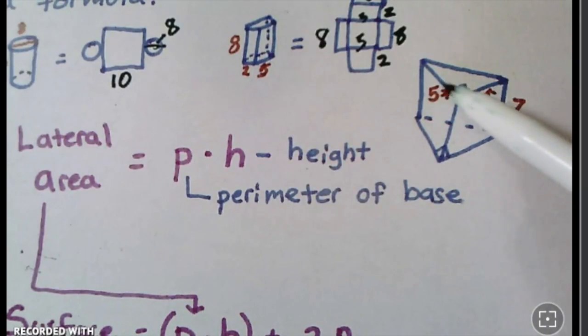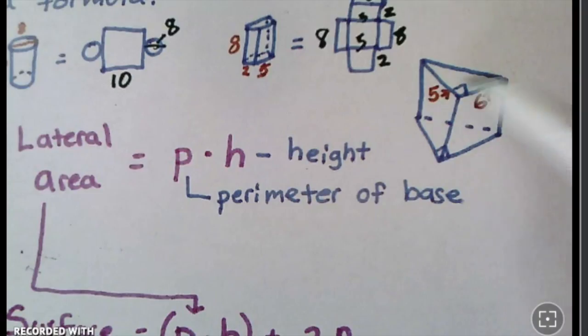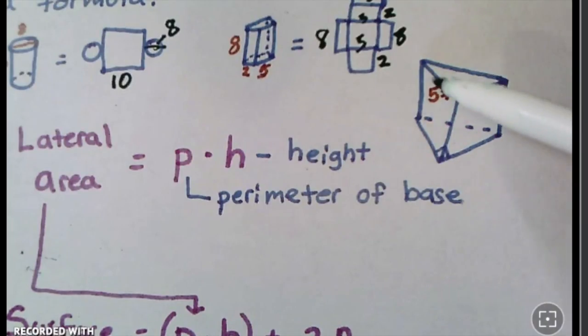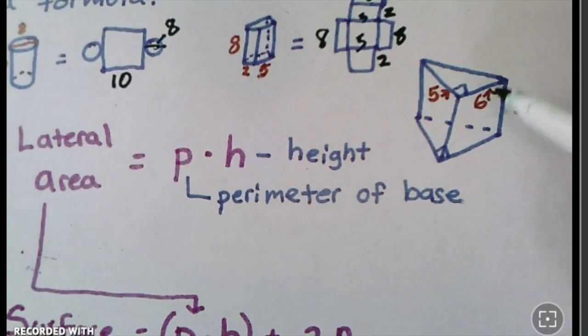And if it's not given to you, then you would use the Pythagorean theorem to figure out what the length of that hypotenuse is, since it is a right triangle. So I would do 5 squared plus 6 squared equals c squared and figure out what that last one is. Then after I have added up all of those, I would multiply it by the total height, which is 7, of the figure, and that would be my lateral area.